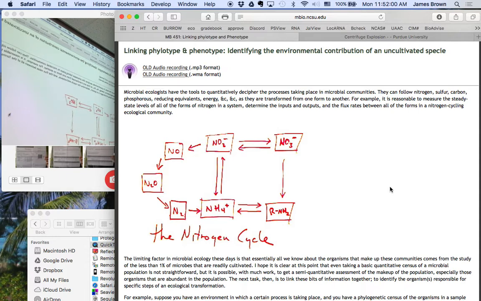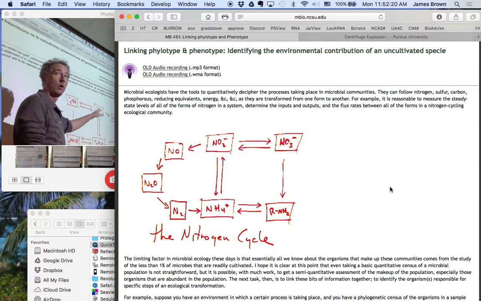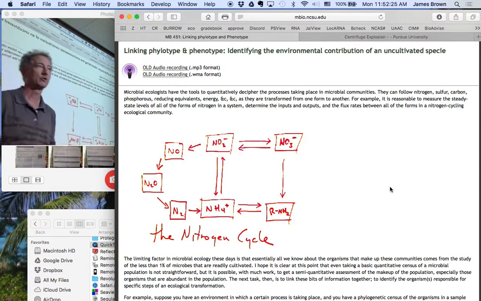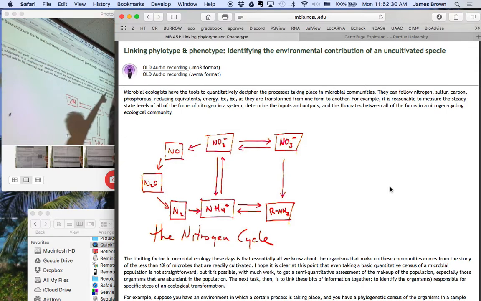The problem is we now have two big piles of information. What's going on in an ecosystem and who's in that ecosystem. But how do you put those things together? How do you find out who's responsible for all these arrows in a microbial community? And usually it's not going to be just one creature, right? It's going to be a collection of creatures that can do any of these steps under certain circumstances. And so tying that information about the phylotype, who's there, and the phenotype, what they're doing, is really hard.